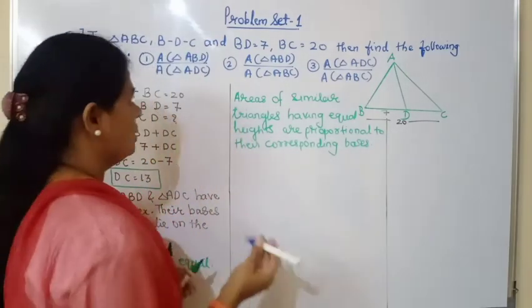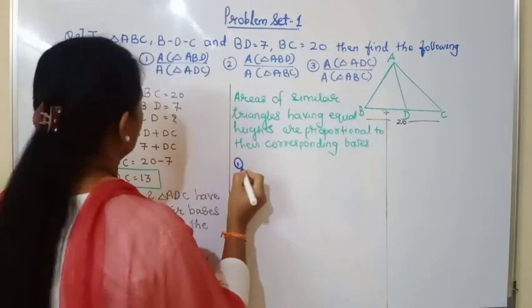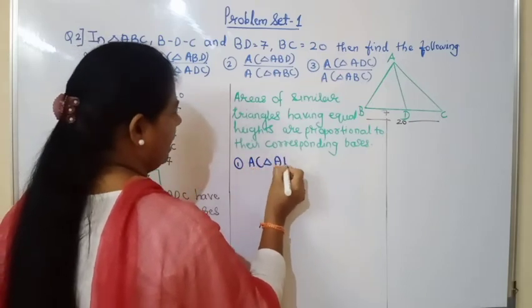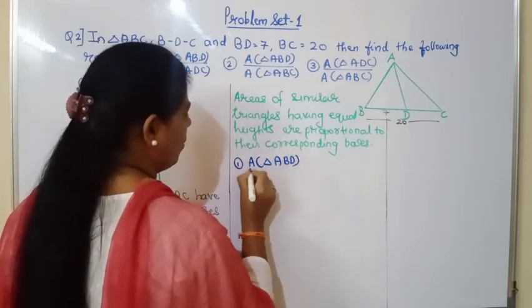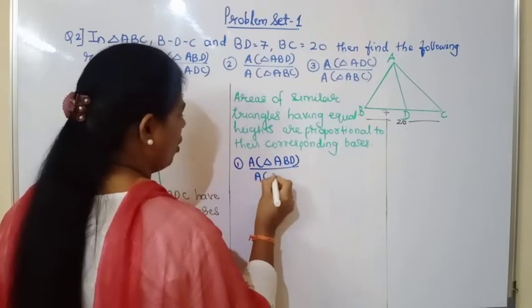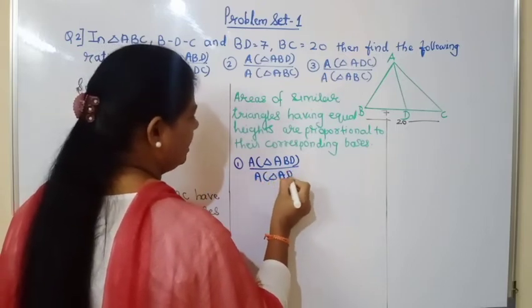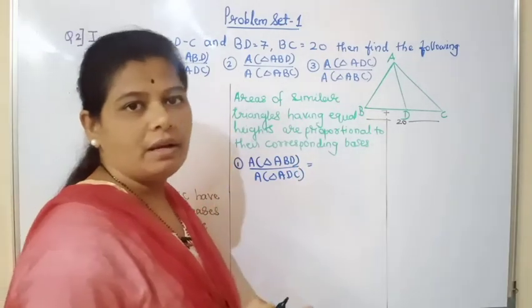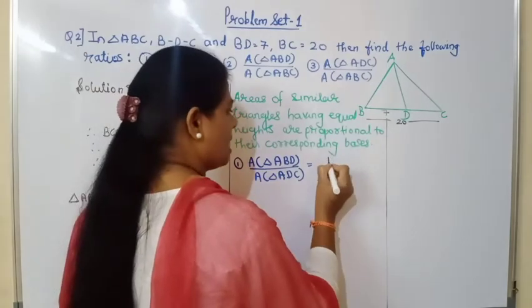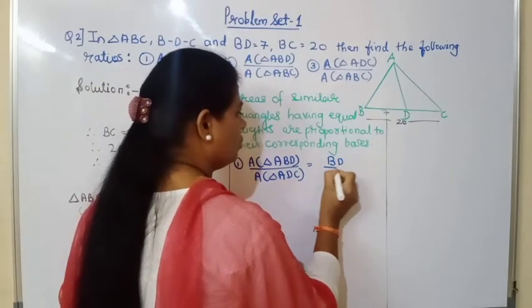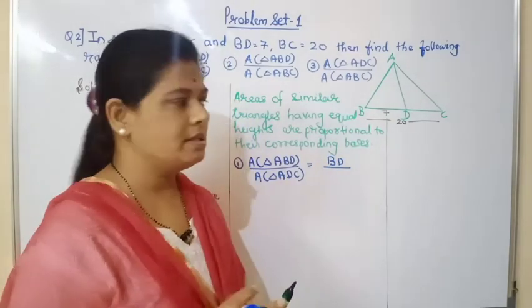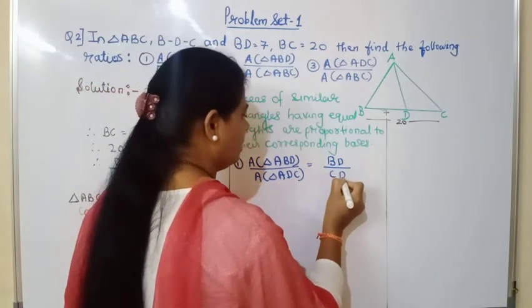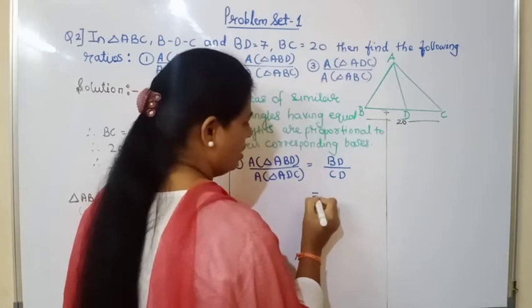Now the first one we will take, that is, the first ratio is area of triangle ABD upon area of triangle ADC. Now see the base. What is the base of triangle ABD? The base of ABD is BD, upon, and what is the base of ADC? DC. Or we can write it as CD also, anything we can write, either DC or CD.